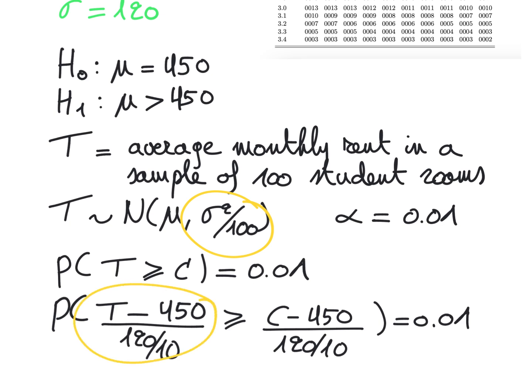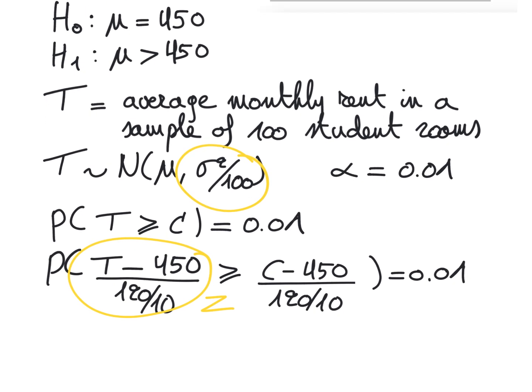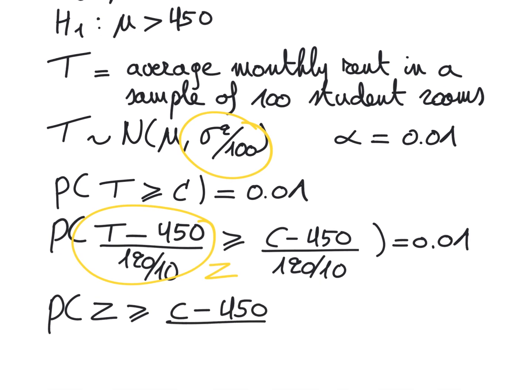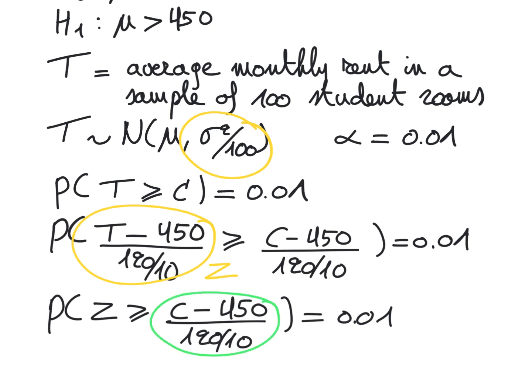Now this new variable here has a standard normal distribution, so let's call it Z. So that means that we get the probability that Z is more than this value C minus 450 over 120 over 10. This probability has to be equal to 0.01. So what is the Z value for which this is the case? Well, we can look that up in our standard normal table. The probability that we're looking for is 0.01, and we need to find the corresponding Z value.